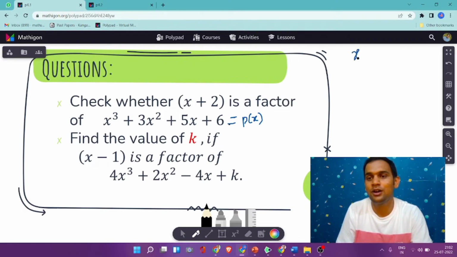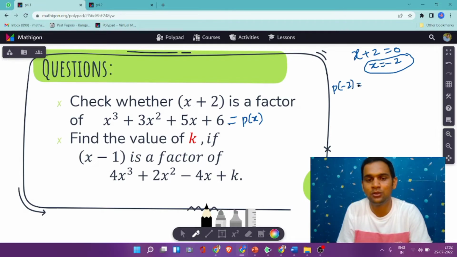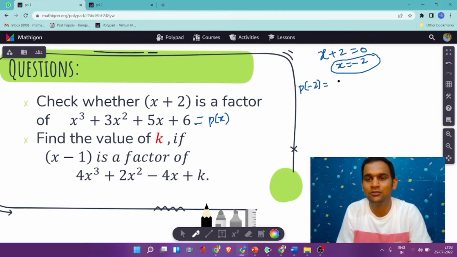So over here, we have to check whether x plus 2 is a factor. First of all, find the zero of x plus 2, that means x equals minus 2. So that means we have to find the value of p of minus 2. Yes, very quickly we can do it. So x cubed we have, so we will find minus 2 cubed plus 3 times minus 2 whole squared plus 5 times minus 2 plus 6.